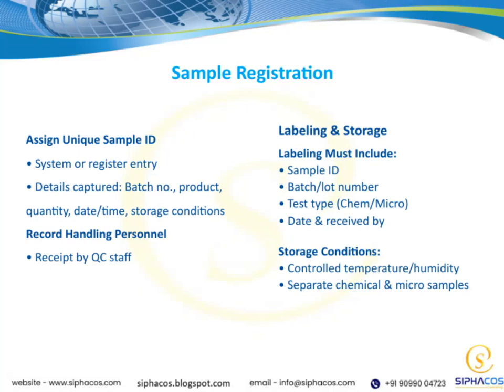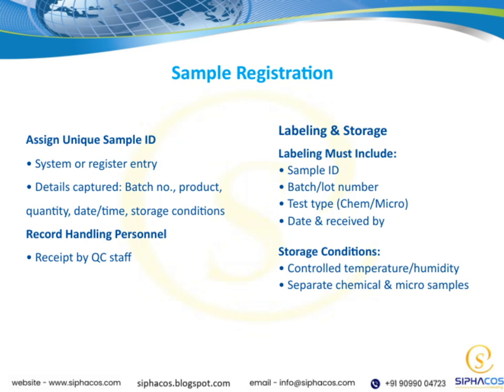Now, let's talk about labeling and storage. Proper labeling is crucial to ensure that each sample can be easily identified and tracked throughout the testing process. The label must include the sample ID, which uniquely identifies the sample, as well as the batch or lot number to trace its production details. It's also important to specify the test type, whether it's chemical or microbial, so everyone knows what analysis is being performed. Additionally, including the date and the person who received the sample helps maintain accountability and traceability.